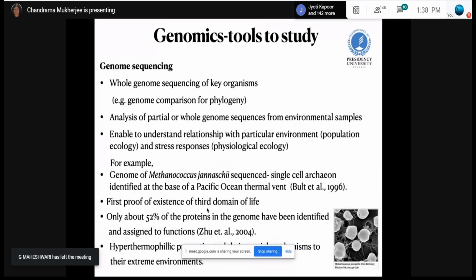So the first and foremost which comes into the picture is genomics, or genome sequencing. In genomics, two approaches have been used. Number one is where whole genome sequencing of key organisms has been performed, and the other one is the analysis of partial or whole genome sequences from environmental samples. Sequencing of total genomes of many organisms is a rapidly advancing research area.